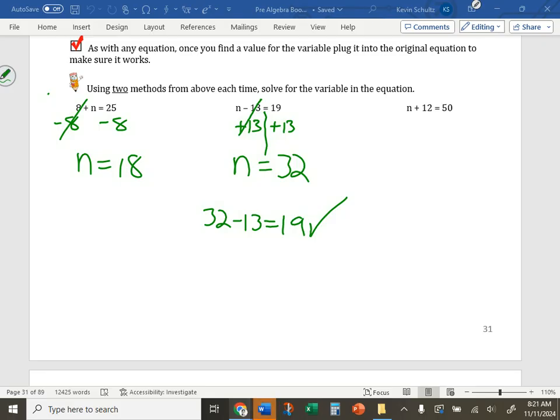N plus 12 equals 50. What do we have to do on the left side to get n by itself? Opposite operations, get rid of the 12. What does that involve, Layla?